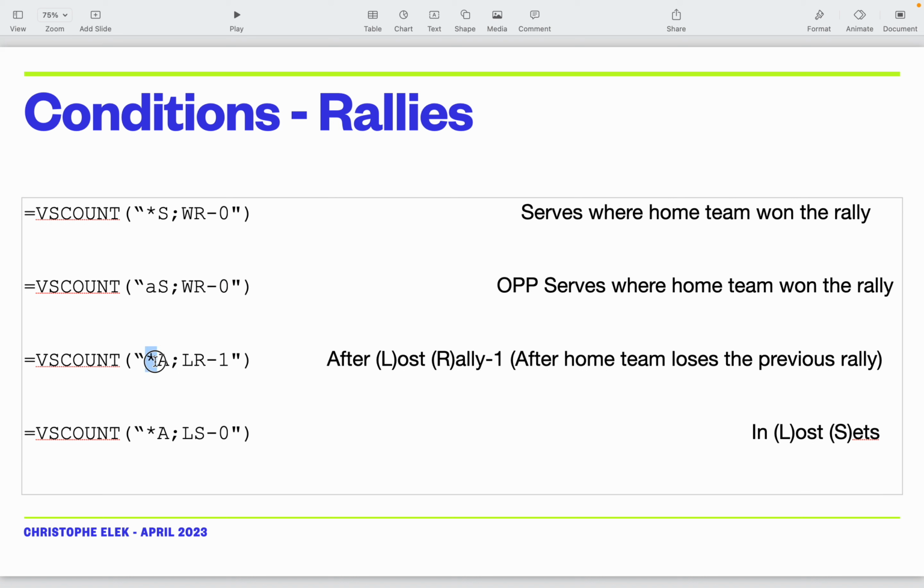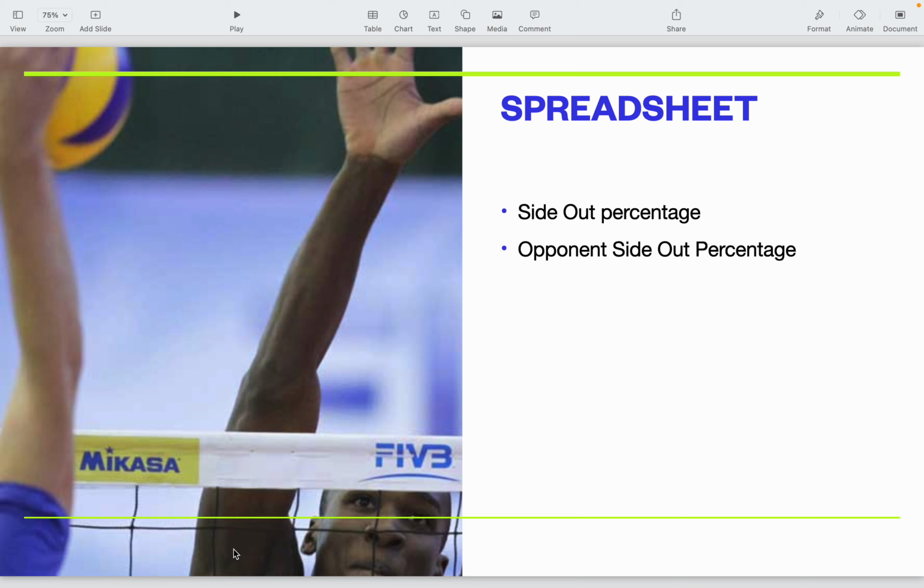The number of attacks, and that could be maybe attacks when I lose the previous rally. The number of attacks when I lose the current set. So that could be my number of attacks in the set that I lost versus the set that I won. Does that make sense? So some of the things that we can do with this one, the things that we all do and we love, is the side out percentage and the opponent side out percentage.